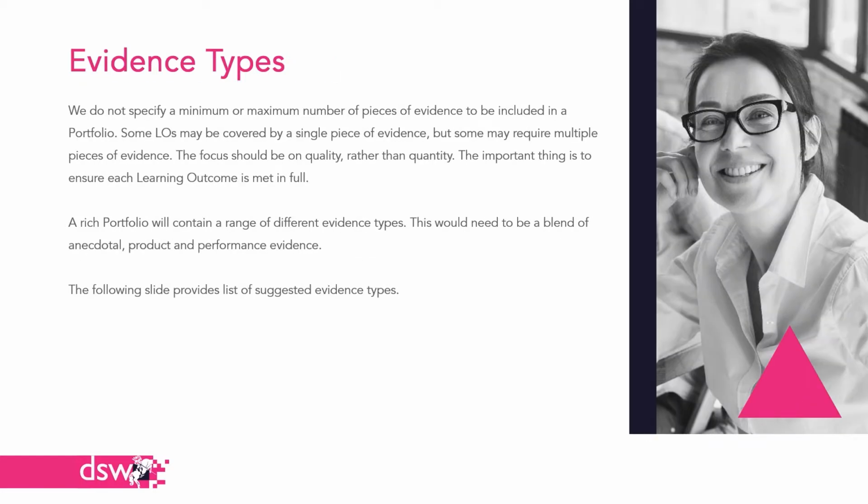Evidence types. We do not specify a minimum or maximum in terms of pieces of evidence to be included in the portfolio. Some pieces of evidence may cover several learning outcomes, and there may be some learning outcomes which require more than one piece of evidence in order to meet them in full. The focus should be on quality rather than quantity, ensuring that the apprentice has the best chance of meeting the required learning outcomes. The best portfolios contain a blend of different types of evidence. The next slide will list a few types of evidence they might like to include.